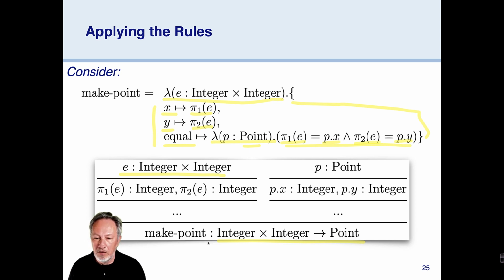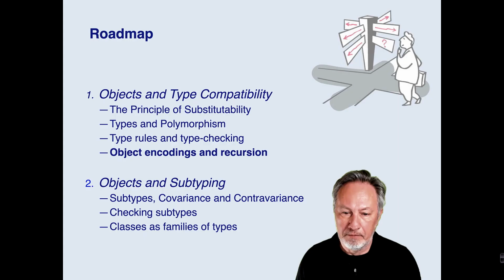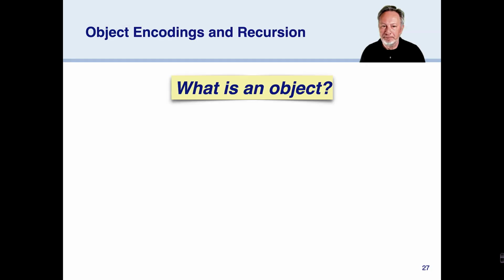However, there is a problem. What exactly is the type point? It doesn't say anywhere here. We don't have a rule yet to reason about classes. Okay, before we can dive further into the story of types and classes, we need to understand better what the heck is an object.